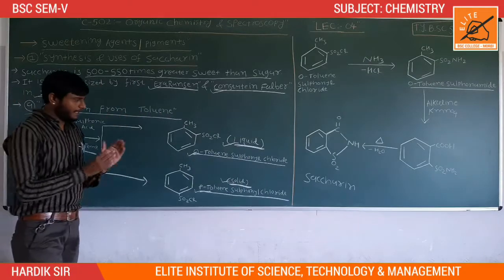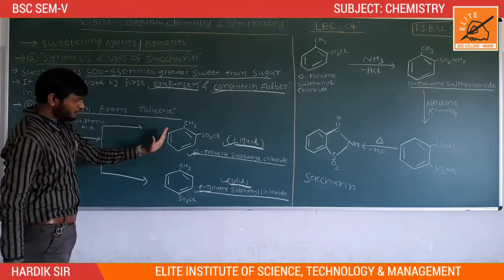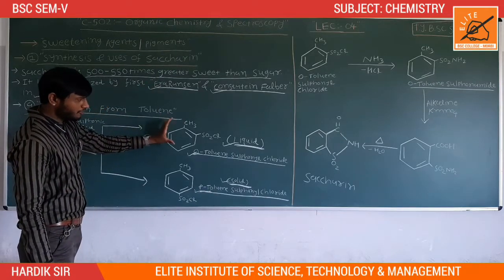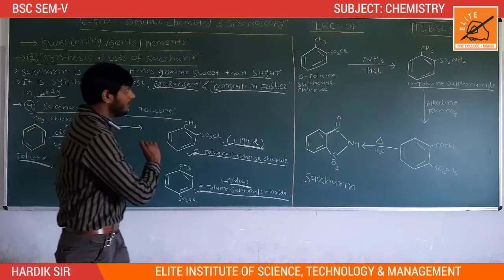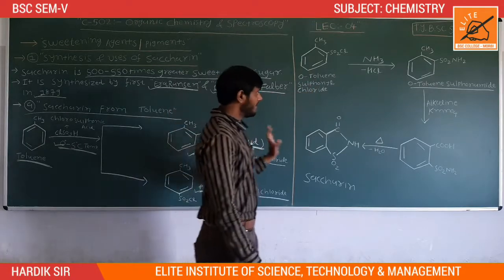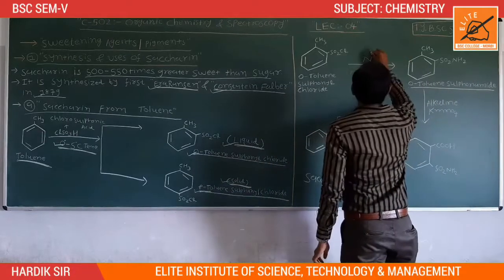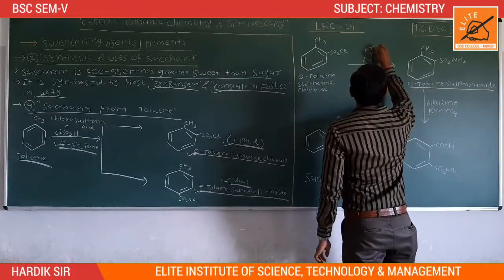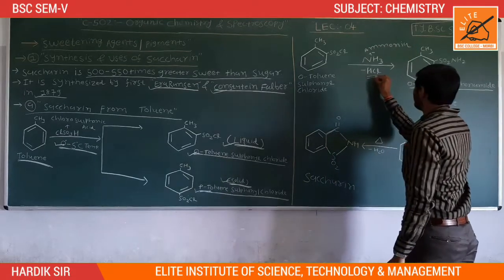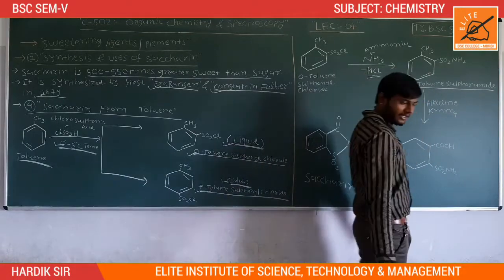This is the mixture, and now we separate them. For the production of saccharin, we use the orthotoluene sulfonyl chloride. Orthotoluene sulfonyl chloride is reacted with ammonia, removing 1 mole of HCl, to produce orthotoluene sulfonamide.